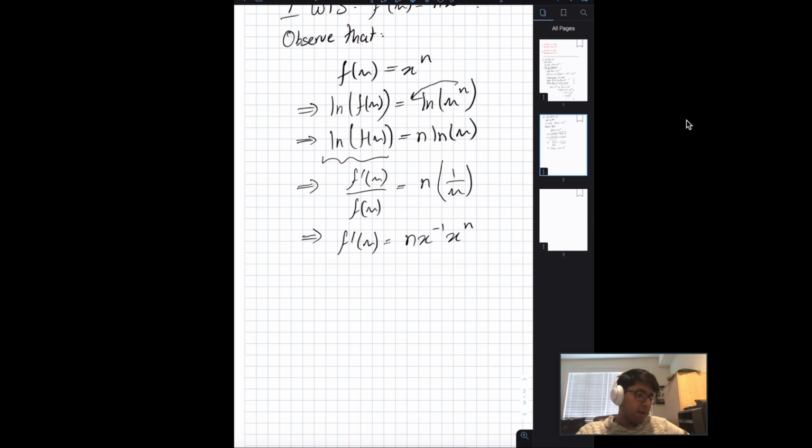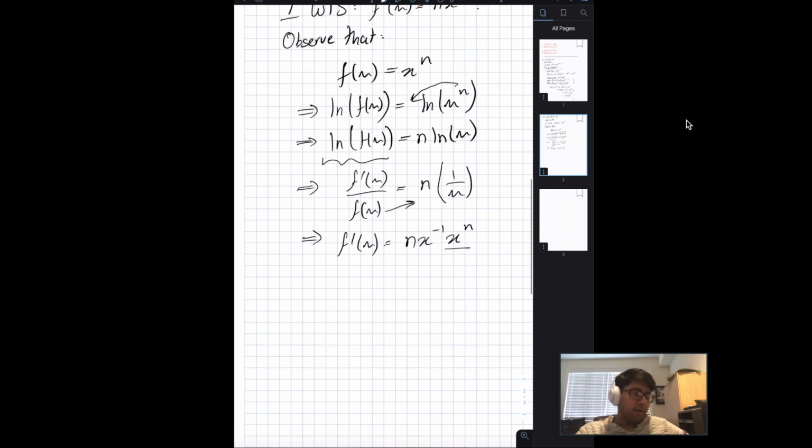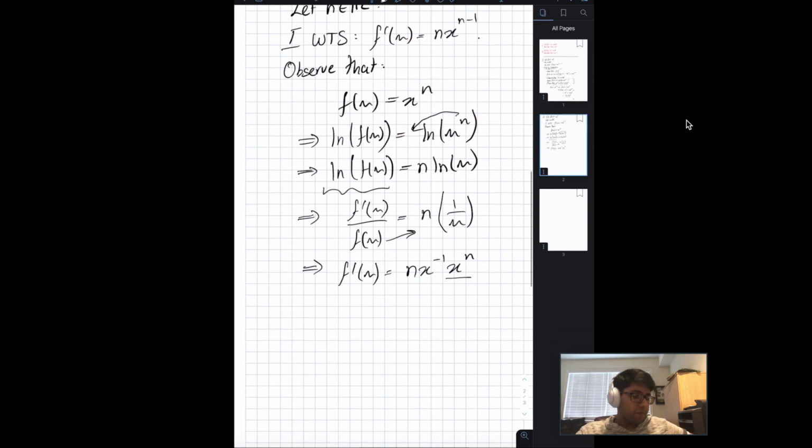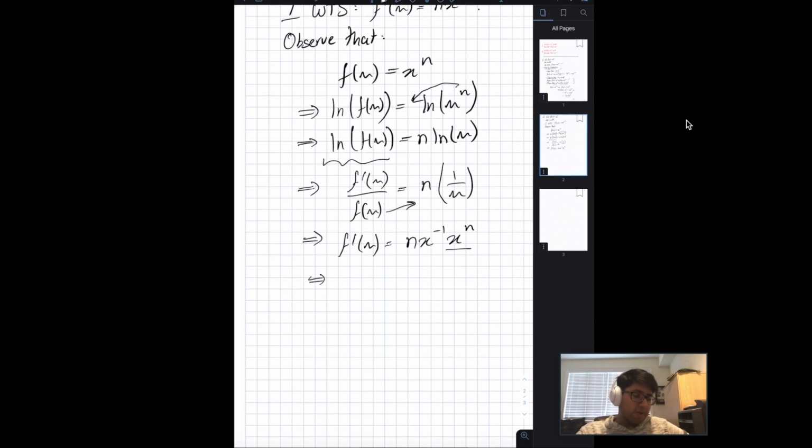The reason why I have an x to the power of n over here is because I multiplied by f of x on the right hand side, and f of x by definition is just x to the power of n. So I can replace that with x to the power of n. And now if you simplify this, you're going to get that the first derivative is equal to n times x to the power of n minus 1. And notice this does complete the proof.